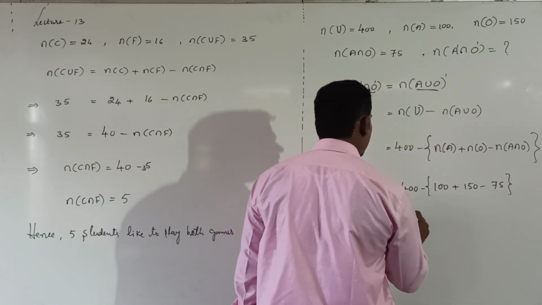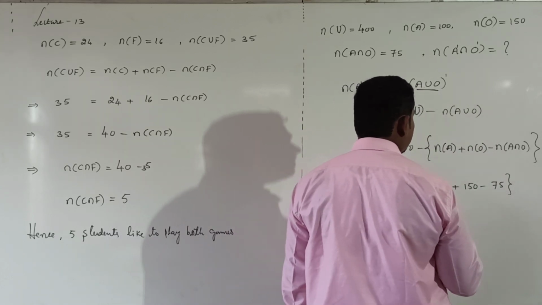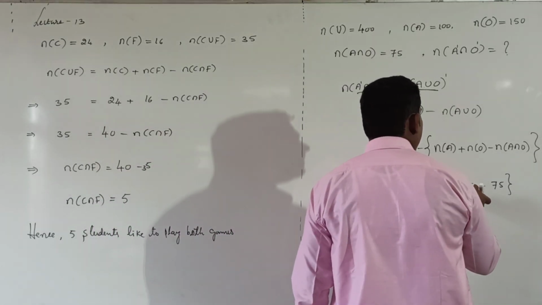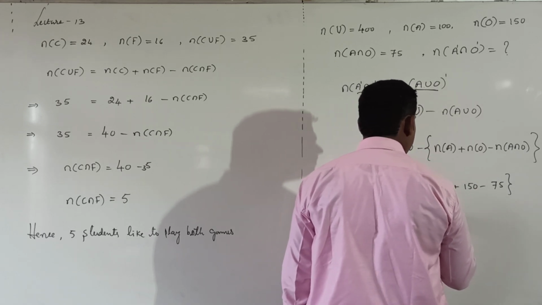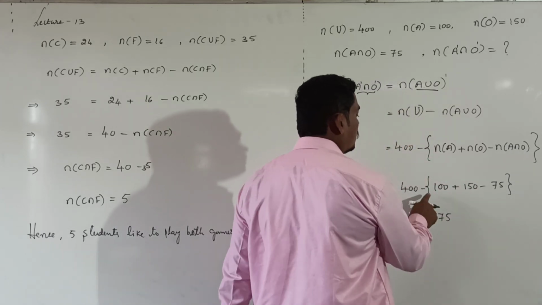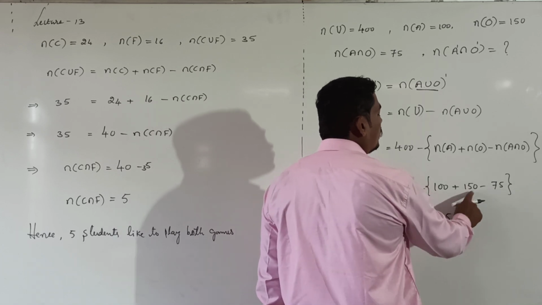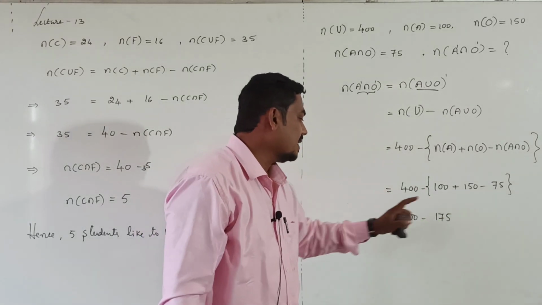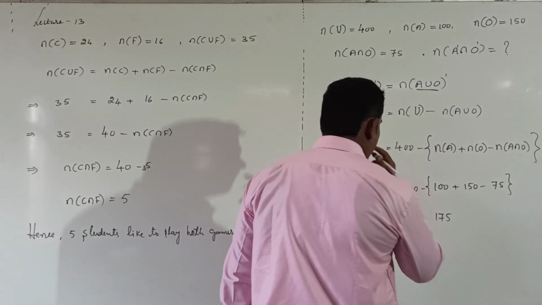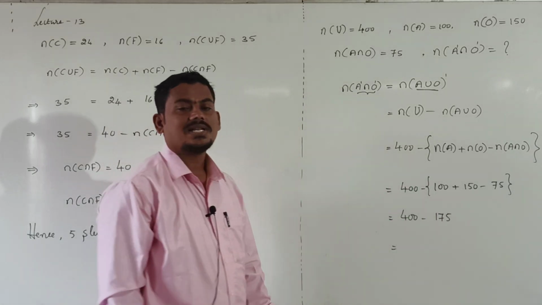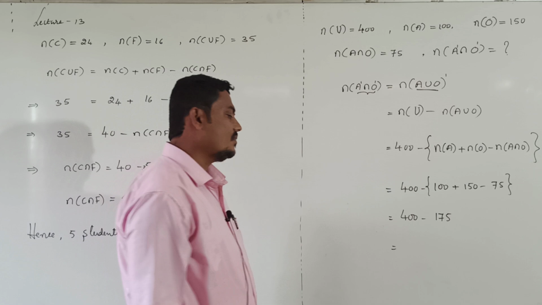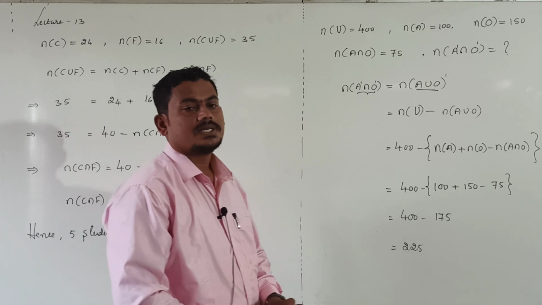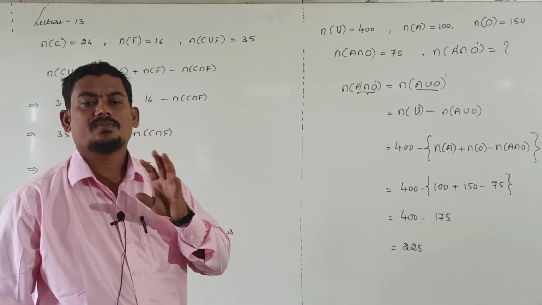After that, 400 minus, 100 plus 150 minus 75. 75 plus 100 is 175, negative sign remains as it is. That's equal to 400 minus 175, that is 225. 225. This is one of the very important 3-mark questions.